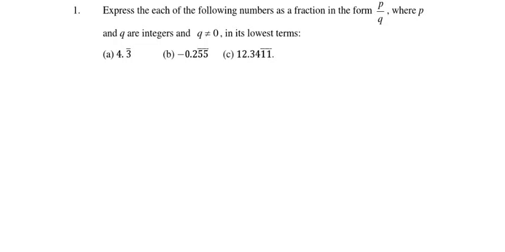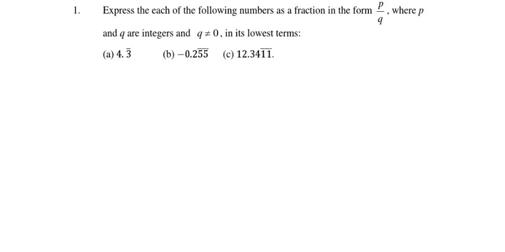In today's tutorial, we are going to talk about rational numbers, irrational numbers, surds, as well as complex numbers. So let's begin our discussion with the first question, which says: express each of the following numbers as a fraction in the form of p over q, where p and q are integers and q is not equal to 0, in its lowest term.